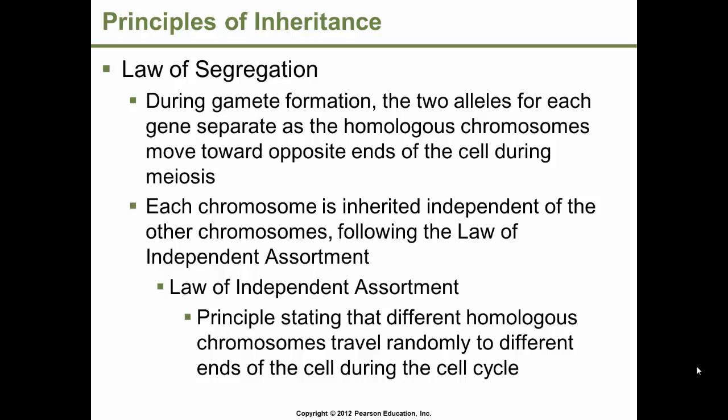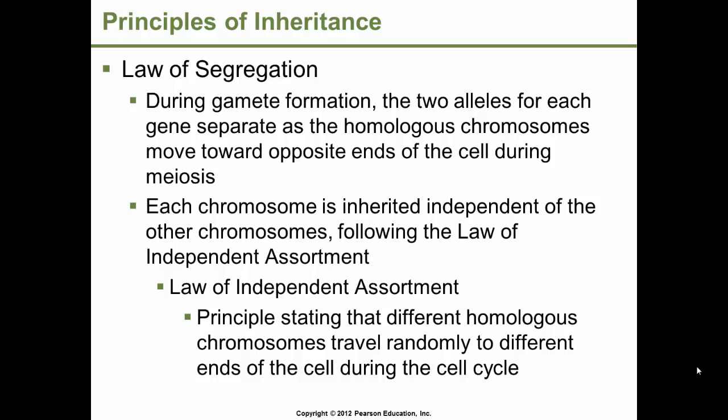The law of segregation is a principle that states that during gamete formation, during formation of the egg and the sperm, the two alleles for each gene separate as the homologous chromosomes move toward opposite ends of the cell during meiosis. Each chromosome is inherited independently of other chromosomes, following the law of independent assortment. The law of independent assortment is the principle stating that different homologous chromosomes will travel randomly to different ends of the cell during the cell cycle.